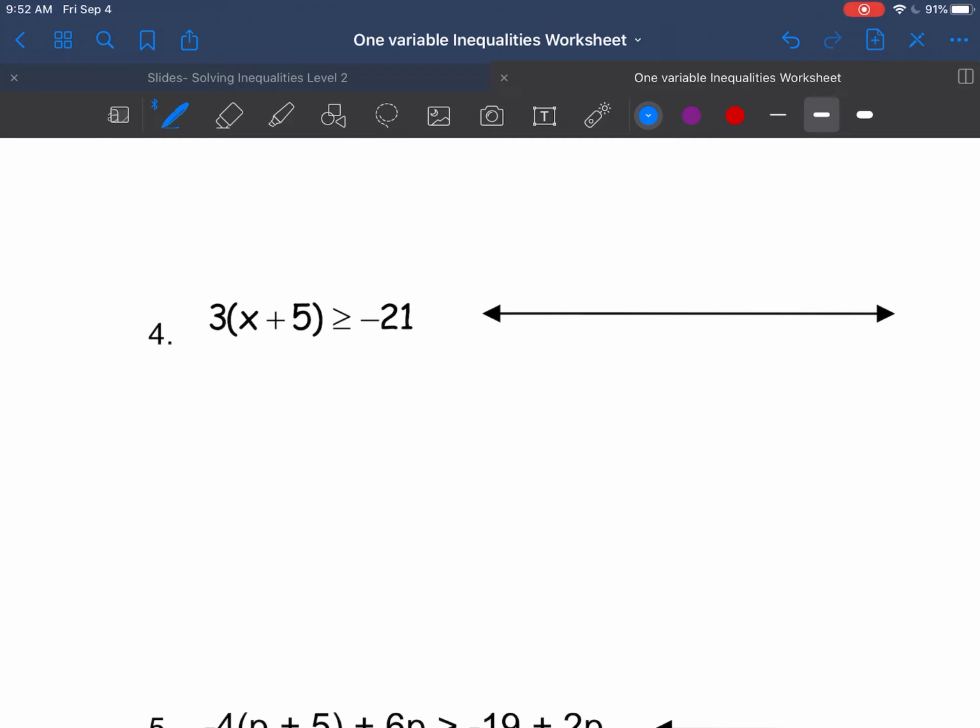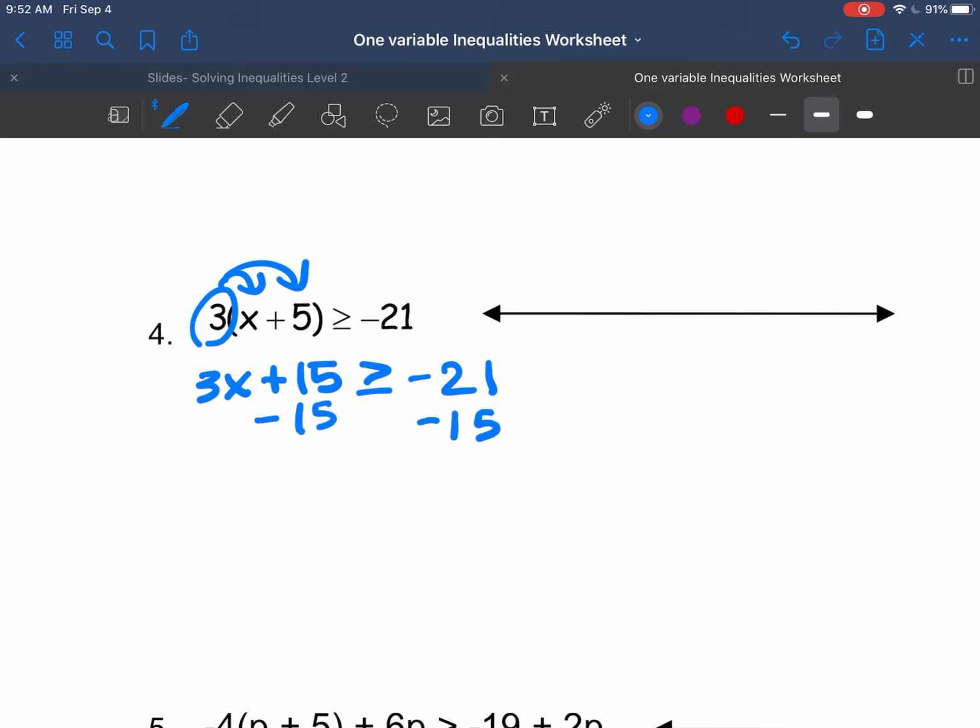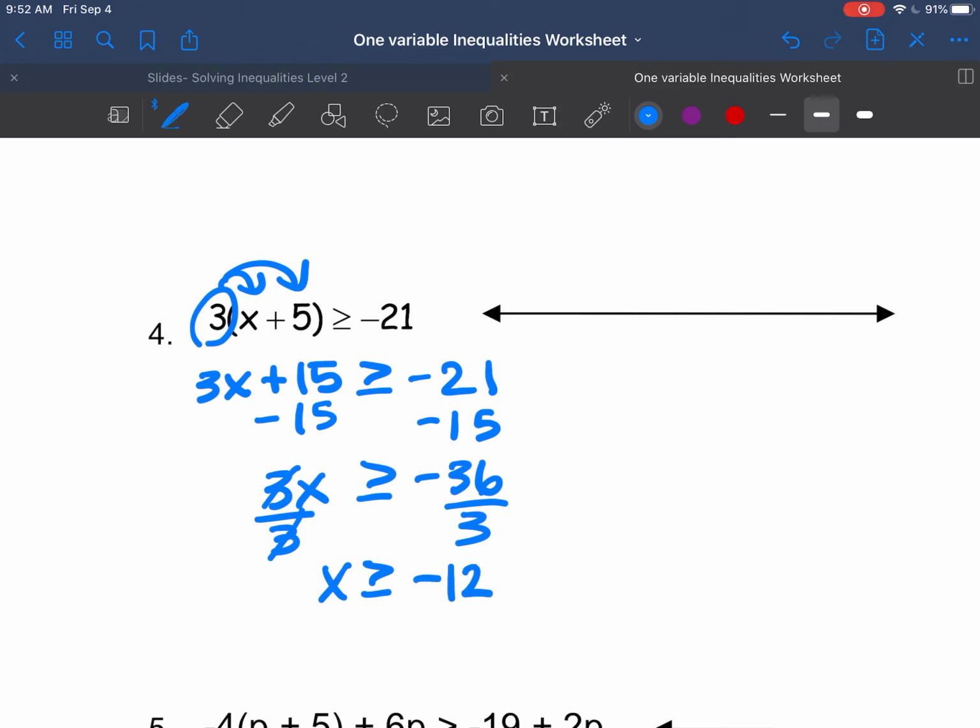Number 4. Distribute the 3. Isolate the x term. Negative 21 is negative 36. Divide by a positive 3. So no need to flip. And so x is greater than or equal to negative 12.